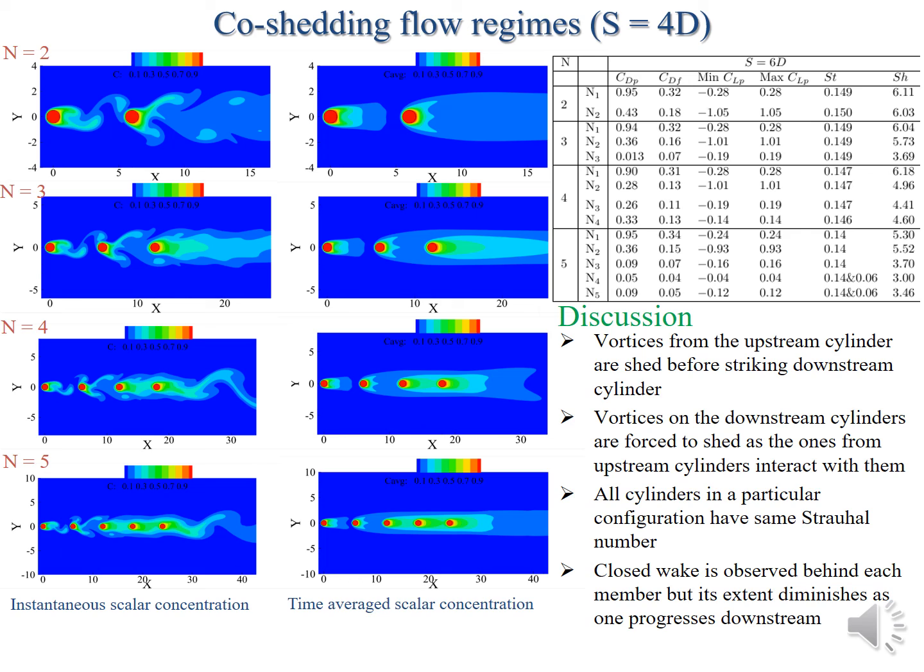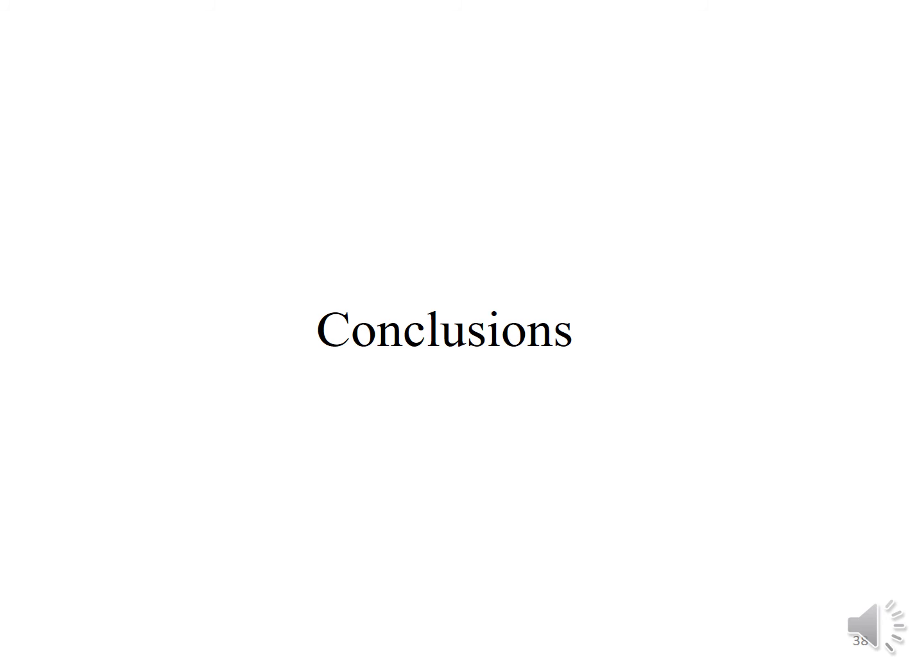The other thing we notice is that we really don't have a specific pattern in which it behaves. The Sherwood number behaves irregularly as you move along, and that is because we have shedding happening from all the cylinders. So we don't have a very good relationship for mass transfer as we move down the cylinders, and that is it for this part.